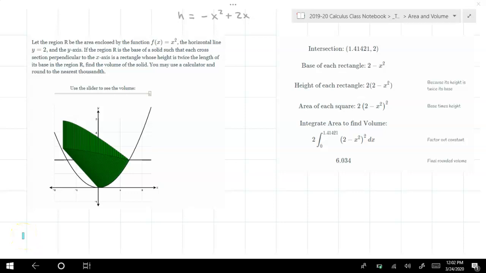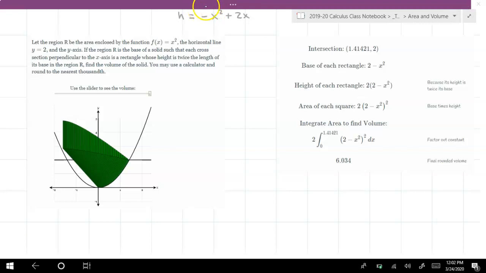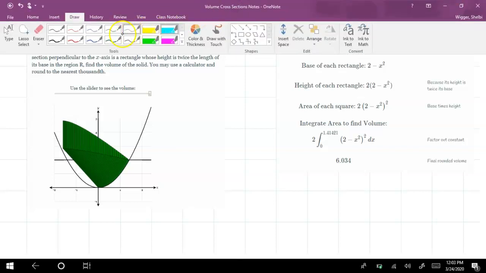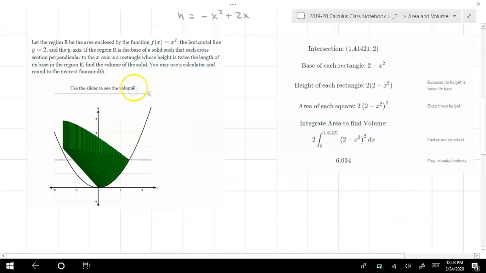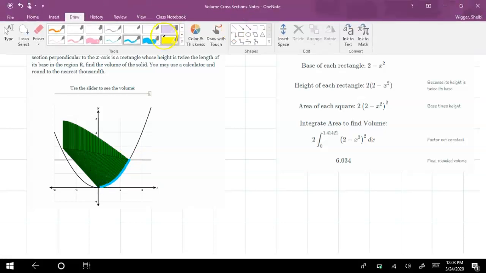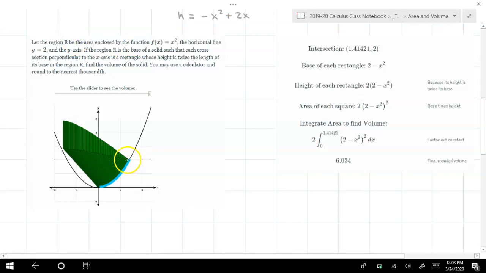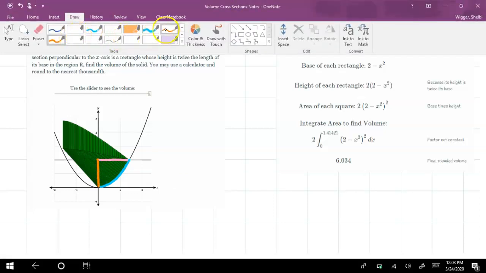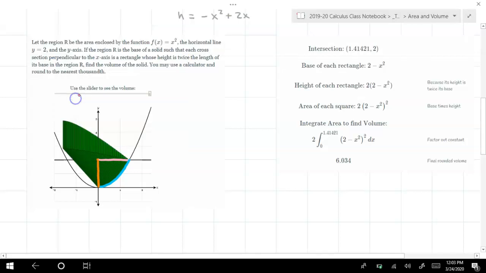So here, let region R be the area enclosed by the function f of x equals x squared, the horizontal line y equals 2, and the y-axis. Okay, so let's mark those. We've got f of x, which is x squared. We've got the horizontal line y equals 2. And the y-axis enclosing our region. So region R is in here.